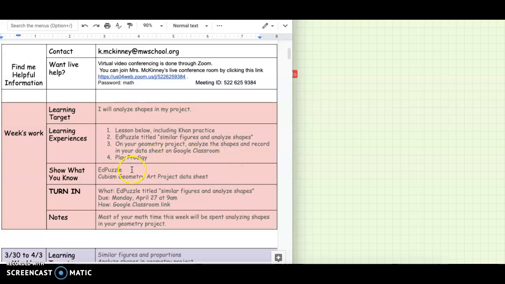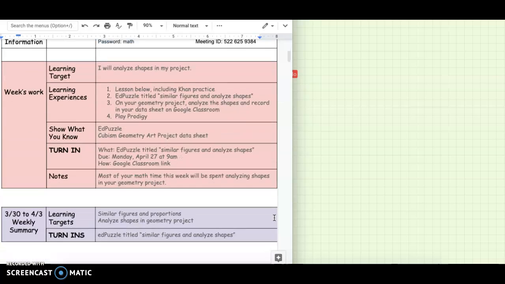So you're going to be turning in the Edpuzzle, but also working on that Cubism Geometry Art Project data sheet that I have listed for you on Google Classroom. The Edpuzzle is due Monday, April 27th at 9 a.m. and of course is available in Google Classroom. Most of your time this week will be spent on analyzing shapes in your geometry project. So the lesson's actually pretty short.